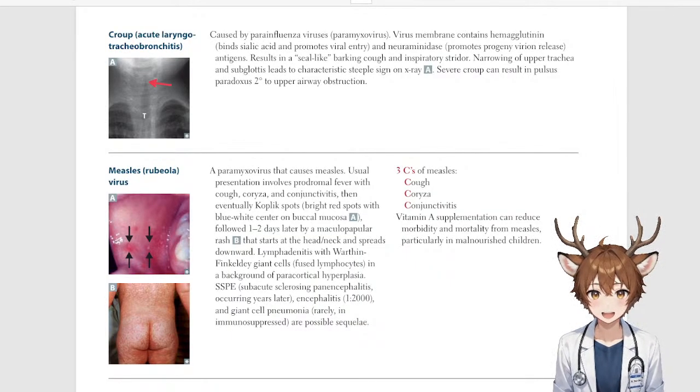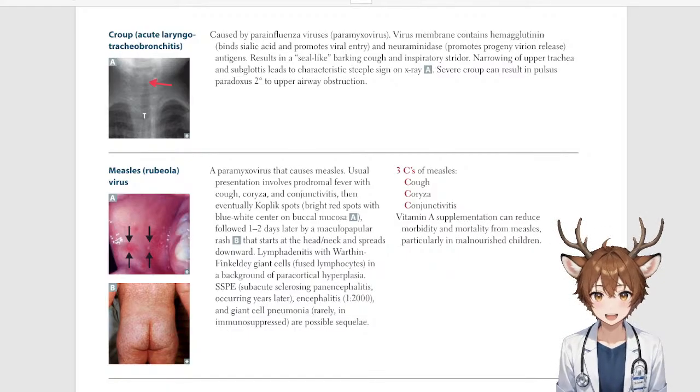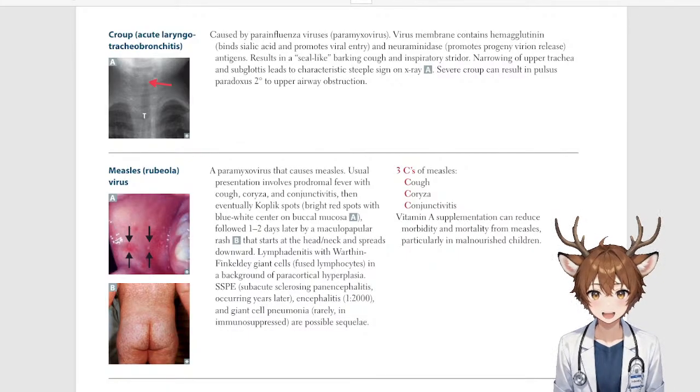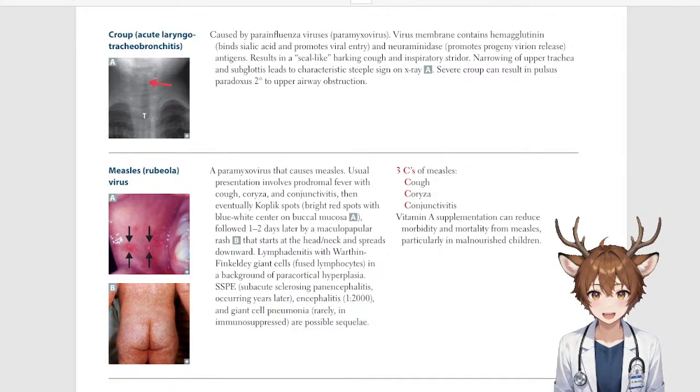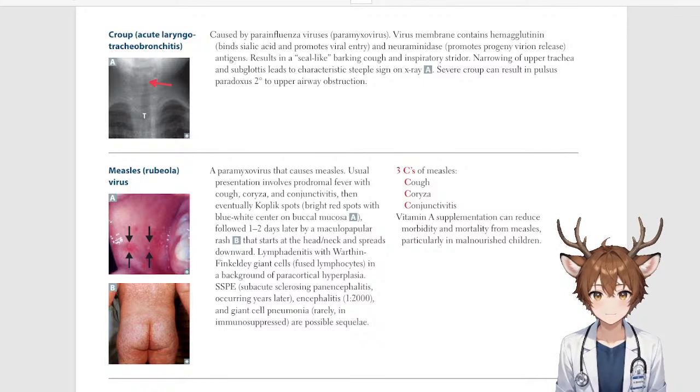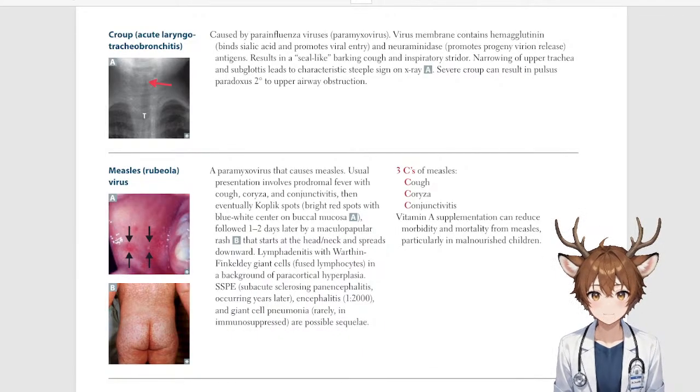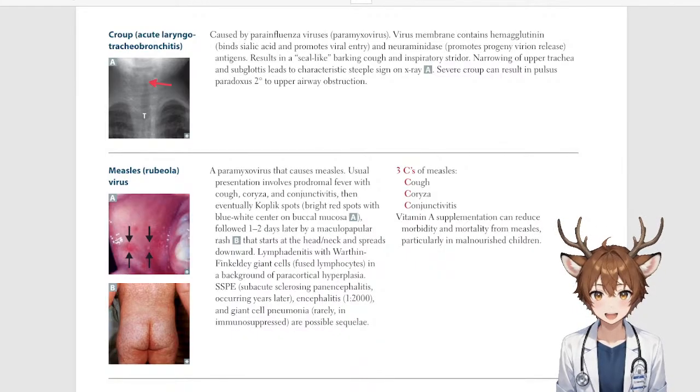Vitamin A supplementation can reduce morbidity and mortality from measles, particularly in malnourished children. Pneumonia, vitamin A supplementation, by the way, vitamin A. Pneumonia is the most common cause of measles-associated death in children. So cough, coryza, conjunctivitis. I just want to make sure: coryza is the acute inflammation of the mucous membranes lining the nasal cavity. It's synonymous with acute rhinitis. So basically nasal mucus.